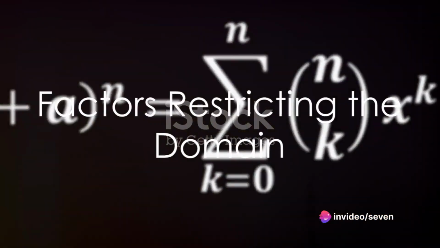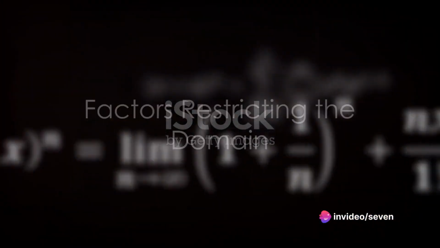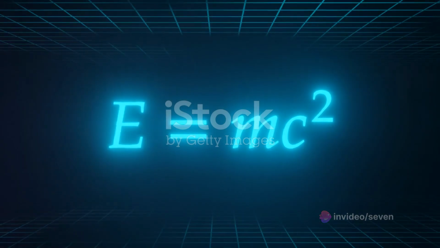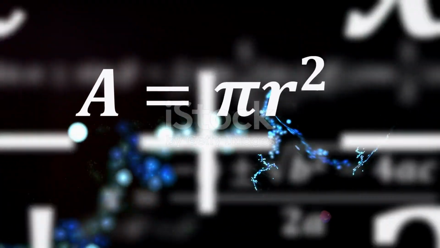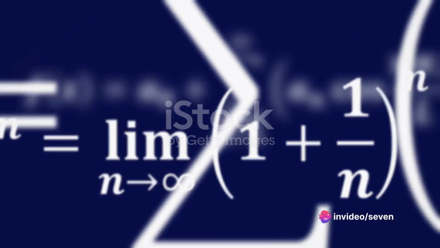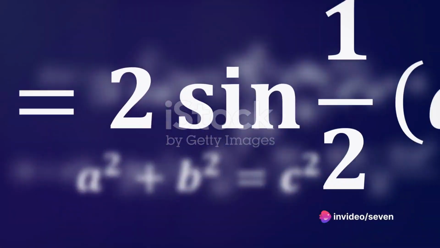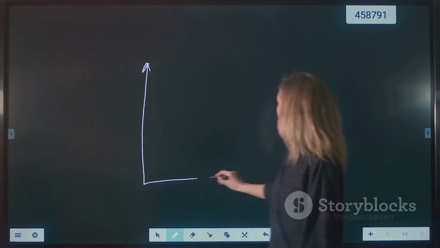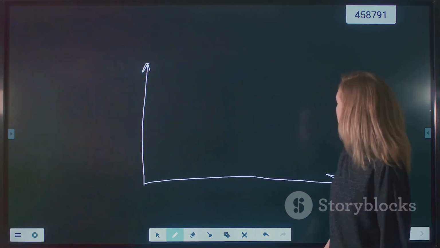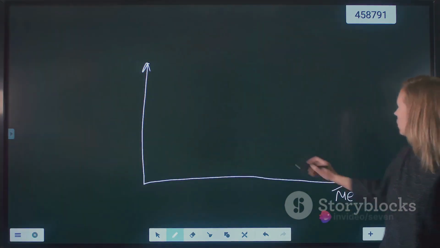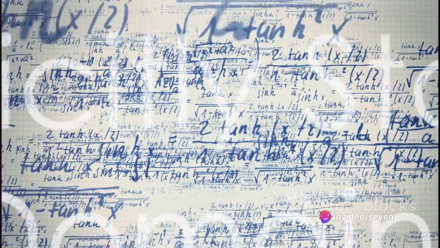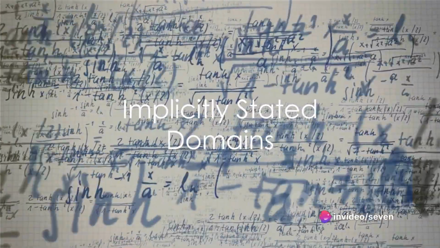The domain of a function can be restricted by a few factors. Firstly, undefined expressions. If a function's formula contains an undefined expression, like dividing by 0 or taking the square root of a negative number, the domain must exclude all values of the input variable that would cause that expression to be undefined. Secondly, discontinuities. If a function's graph has any points of discontinuity, then the domain must exclude those points too.